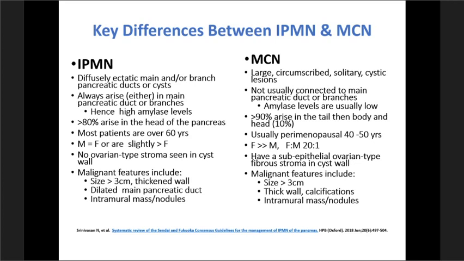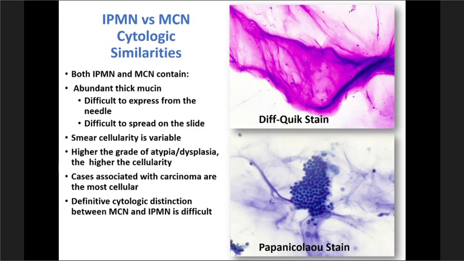This is what the specimen would look like. Really on cytology, you cannot separate the two of them. When you aspirate either of them, you will end up getting abundant thick mucin, as you can see over here. This is Diffquick. This is a thin preparation over here with the Papanicolaou staining, where you still see the thick mucin. And these are the cells themselves.